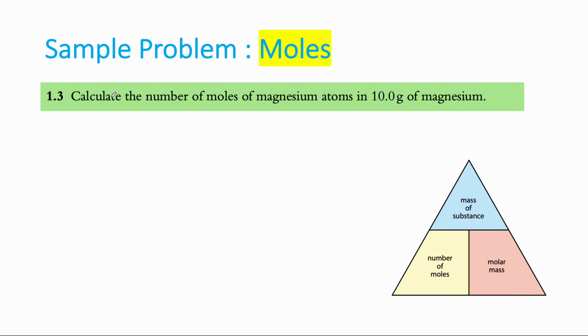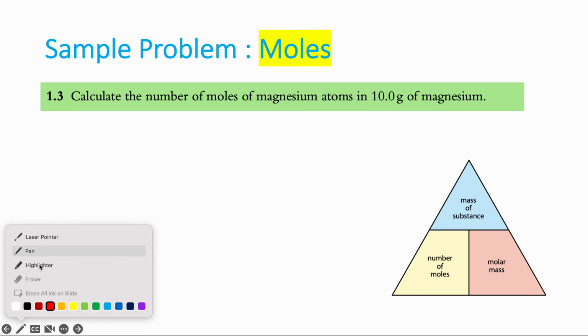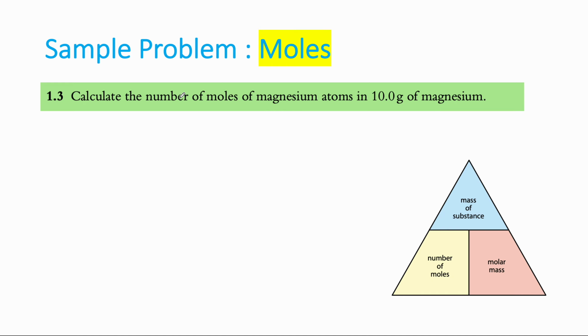Our second question is to calculate the number of moles of magnesium atoms in 10 grams of magnesium. So let's highlight the important parts here. It's asking us to calculate the number of moles of magnesium in 10 grams of magnesium. So what can we get from this question? Firstly, it's asking us to find the number of moles, n, of magnesium. That's the element we're focusing on, so Mg. And 10 grams of magnesium. Grams is weight, mass. So this is the mass.